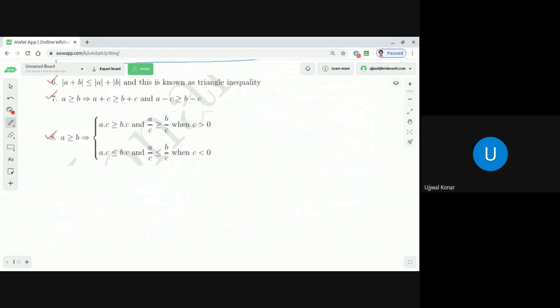When you multiply with a negative quantity or divide with a negative quantity, then the sign of inequality gets changed. If it is greater than equal to originally, then it becomes less than equal to. As you see here, it was greater than equal to, but it becomes less than equal to here. Yes, it gets changed as c is less than 0, a negative quantity.